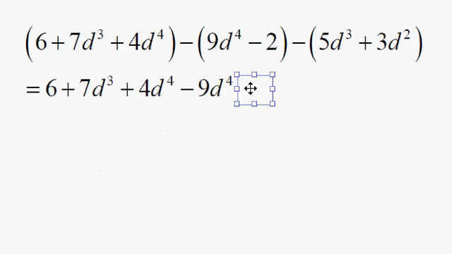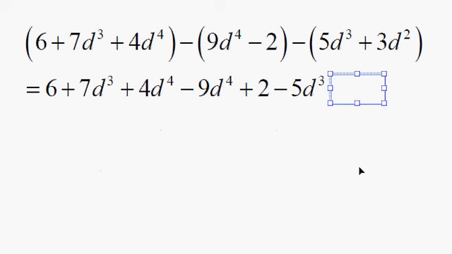Plus because the sign changes because of this minus and this minus. It becomes a plus 2. Now we have minus 5d to the 3rd, and minus 3d squared. Why minus? Because this minus acts on each term, so this sign gets changed. Alright, so we've rewritten the expression.